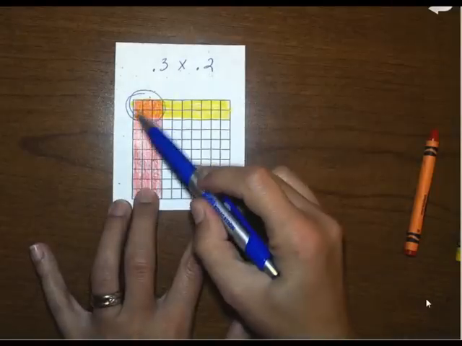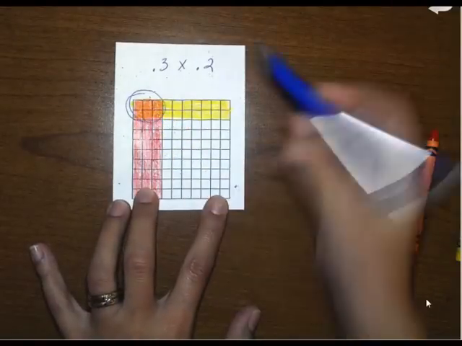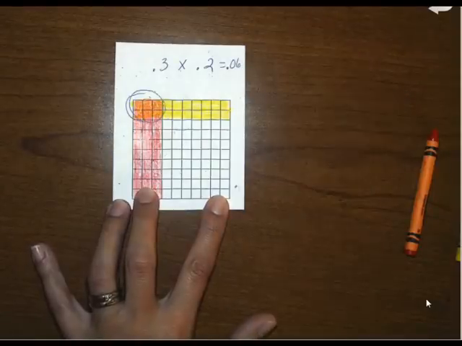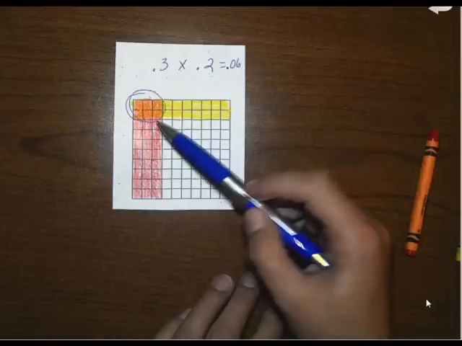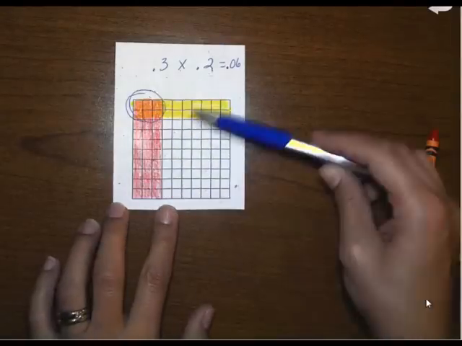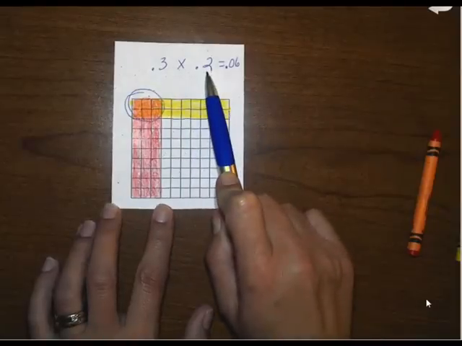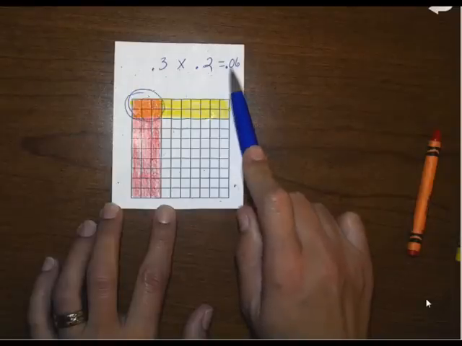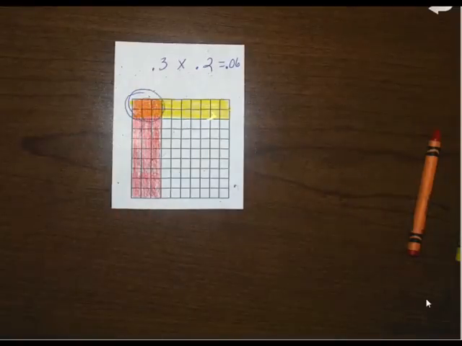I have 1, 2, 3, 4, 5, 6, and those are hundredths, so my answer is 6/100. It's where the two colors overlap. And if you notice, I did tenths times tenths. When I multiply tenth times tenth, just like in the last video, my product gets smaller. So I am down to 6/100 when I do the multiplication of a tenth by tenth.